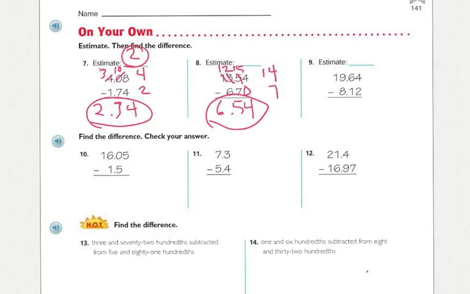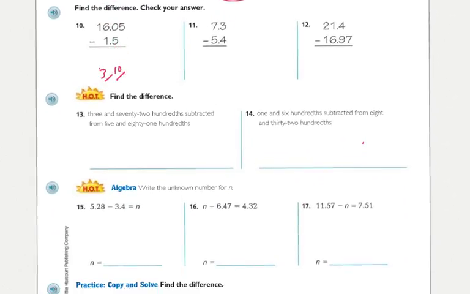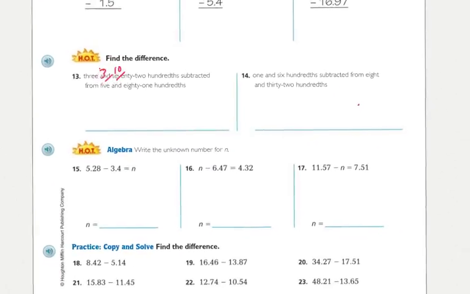14 minus 7 is 7, and 7 is very close to our answer. I'm going to do one more for you. I'm going to do the hot problem, just one of the hot problems here.